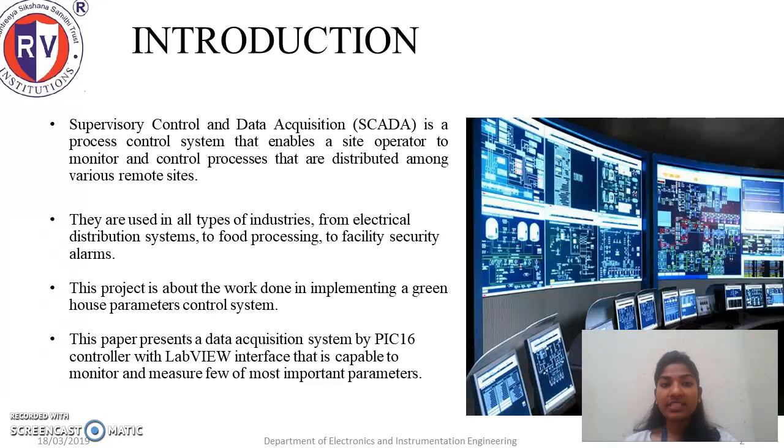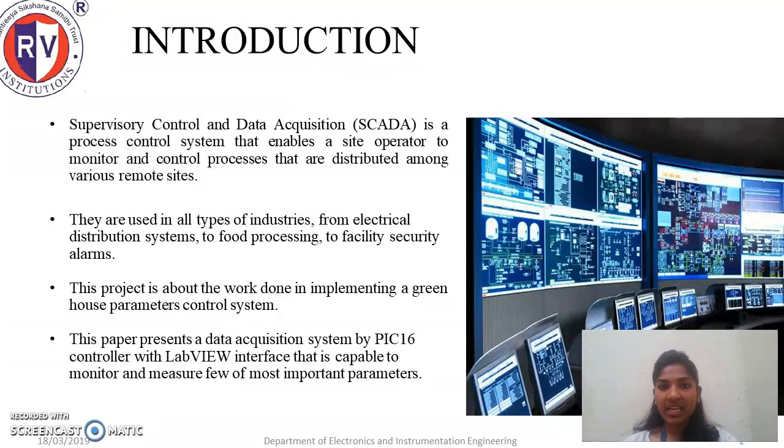SCADA, that is Supervisory Control and Data Acquisition, is a process control system that enables a site operator to monitor and control processes that are distributed among various remote sites. A properly designed SCADA system saves time and money by eliminating the need for service personnel to visit each site for inspection, data collection or logging or make adjustments.